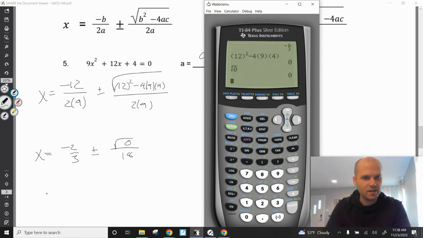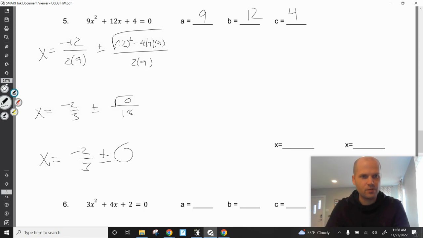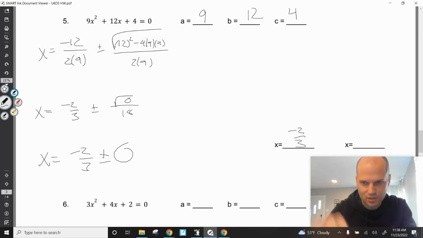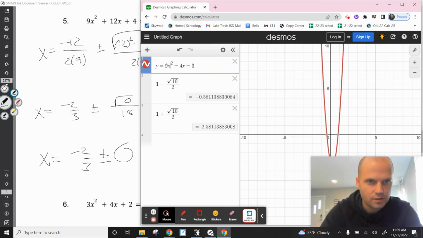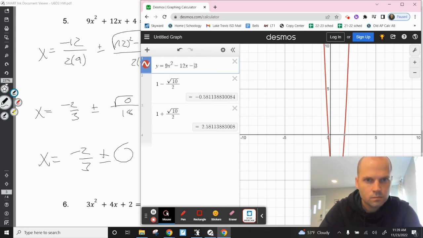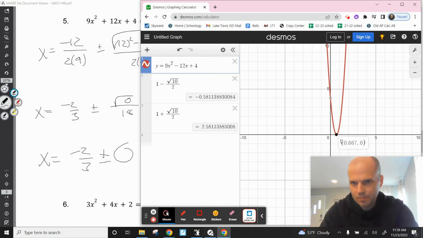Oh, okay. Guess what's going on here? We have one solution. Negative 2/3 plus 0 and negative 2/3 minus 0 is really the same number. We're not going to write it out twice. A lot of you did this when we factored. But this is a situation, and we can see it when we have one x-intercept. It's at the vertex.